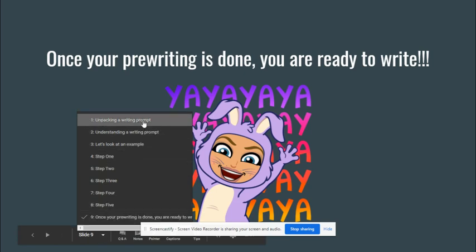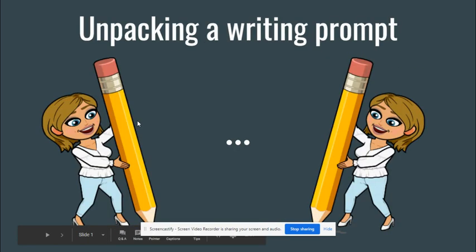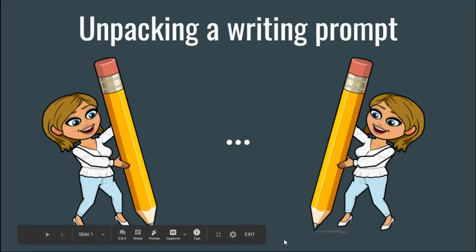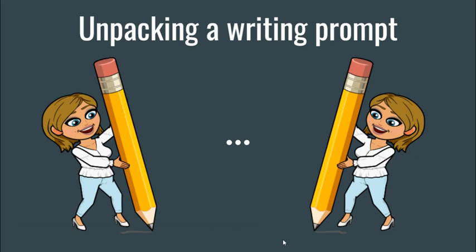Writing activities. And the one thing that we are going to learn about first is unpacking a writing prompt. Writing prompts are usually asked to us when we are taking a test. It will be a short answer question, or we might have random writing prompts throughout the school year like we did when we met last year.